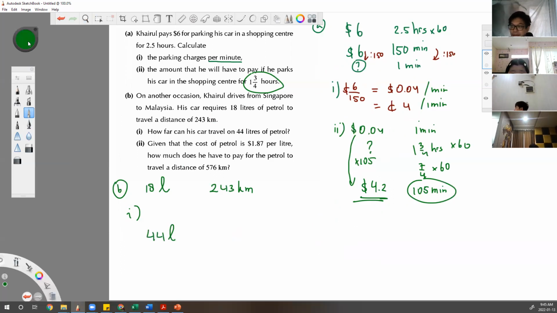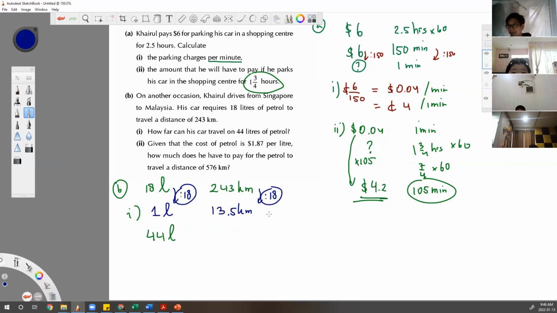Again, if you want to do this, use 1. Remember, 1 liter, right? This is the rate. So you have to divide by 18. You also divide this by 18, right? You do the same thing to the left side, the first variables, and the second variables. So 243 divided by 18, the answer is 13.5 kilometers. So the car can travel 13.5 kilometers on 1 liter of petrol.